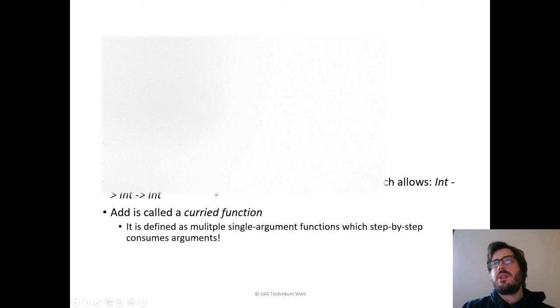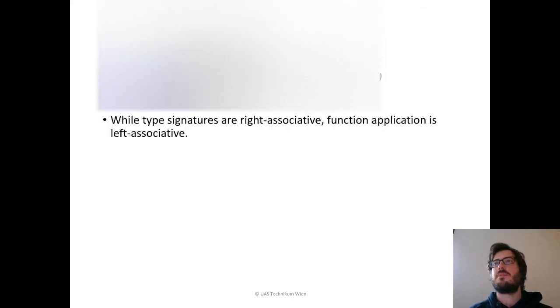What did we also see? We see that function signatures and their types are right associative, which means that for curried functions, we do not need to write those parentheses. So add in fact is called a curried function because it's actually composed of single argument functions which return functions and so on. So a curried function step by step consumes the inputs by applying the arguments. So those are called curried functions.